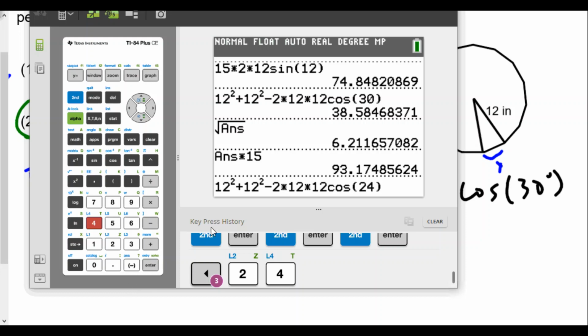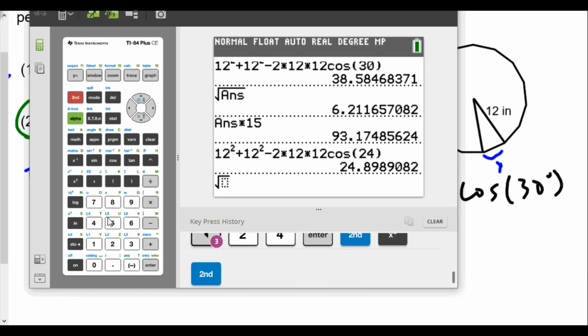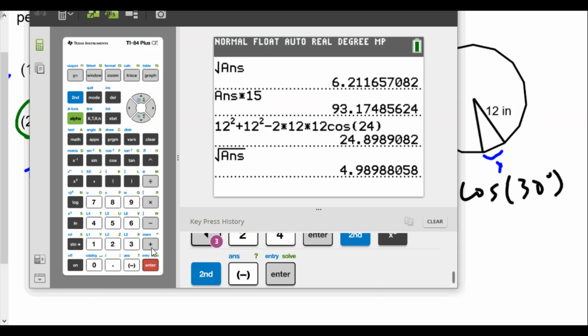And so let's find this answer. 24, that's the correct number, 24.898. Okay, we'll take the square root of that value. Answer there, and then multiply this by 15. Sorry, 15. Almost made no mistake.